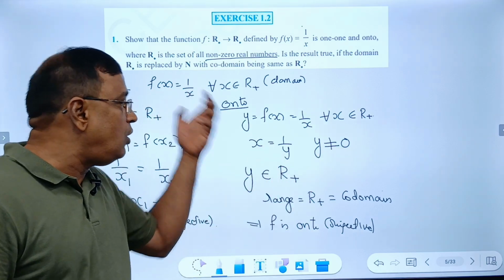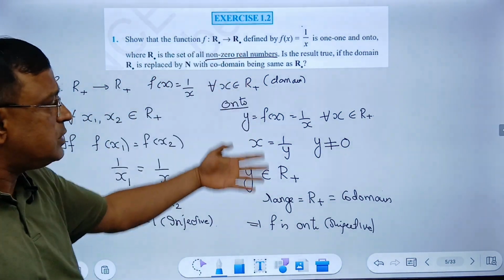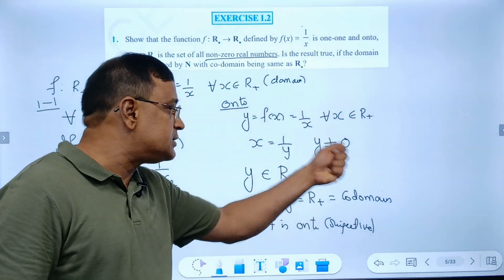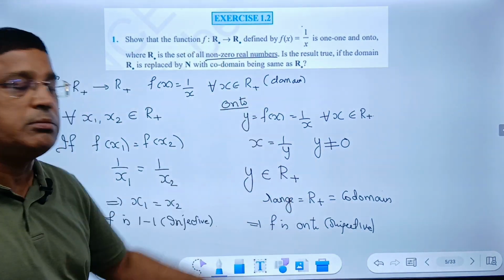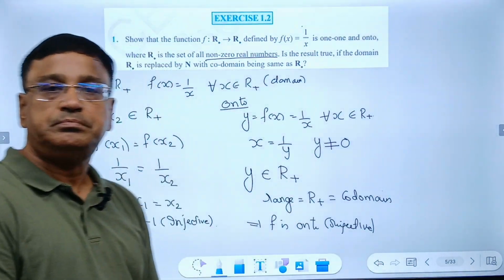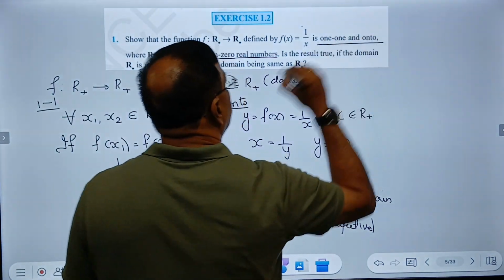So y takes all positive real numbers. Here I am limiting myself to positive real numbers, so I restrict to positive real numbers. Y can take all positive real numbers except 0. So my range is R plus. But my codomain is also R plus. Codomain equal to range. Therefore F is onto. So that is exactly what I wanted to find.